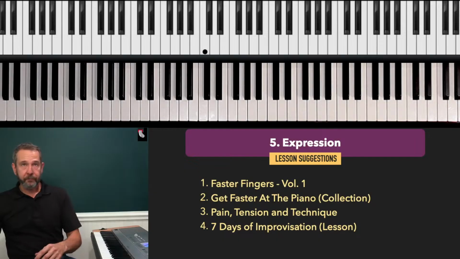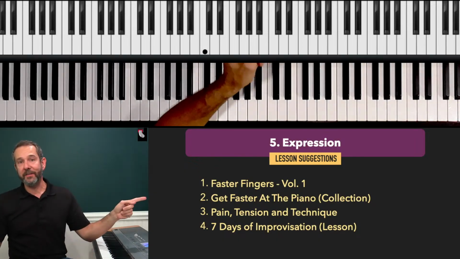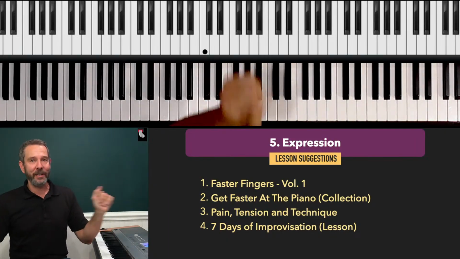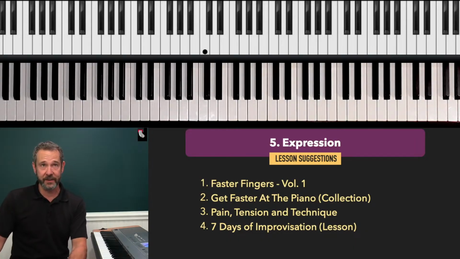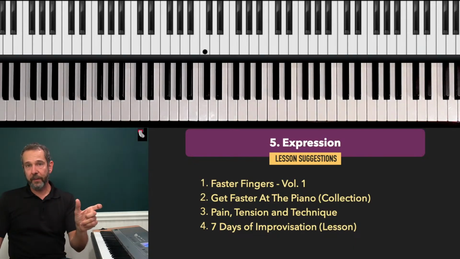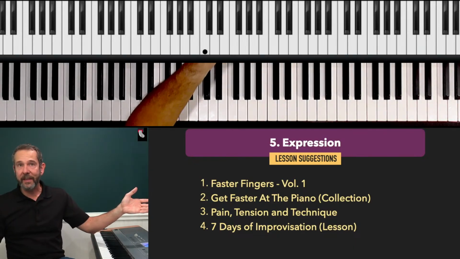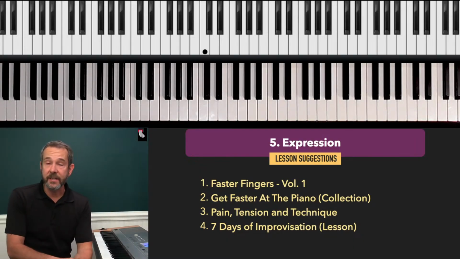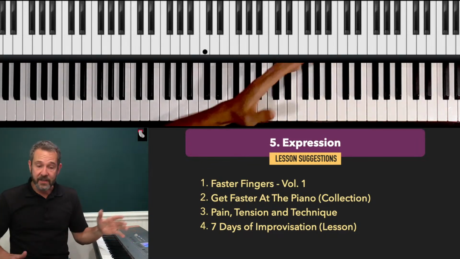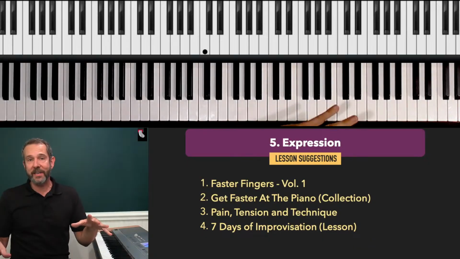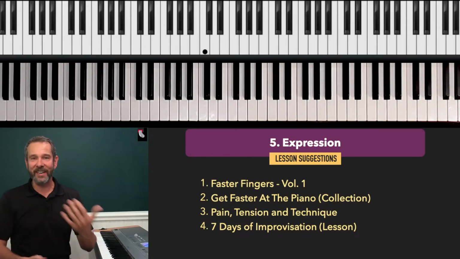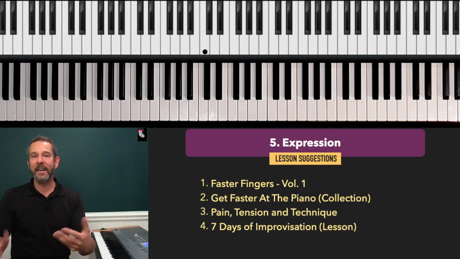All right, so lesson suggestions. Faster fingers. There's volume 1, 2, 3, 4, but obviously start with volume 1. Great series. There's some really cool exercises in that faster fingers lesson series. Get faster at the piano. That's a lesson collection, right? So that one would be good. Paying attention and technique. We've already talked about that one. And then a great lesson to check out is the 7 Days of Improvisation. That's great for beginners because it has some very basic level improvisation, but it's just a nice way of improvising around for a bunch, right? Just gives you some great stuff to be able to improvise around the piano.